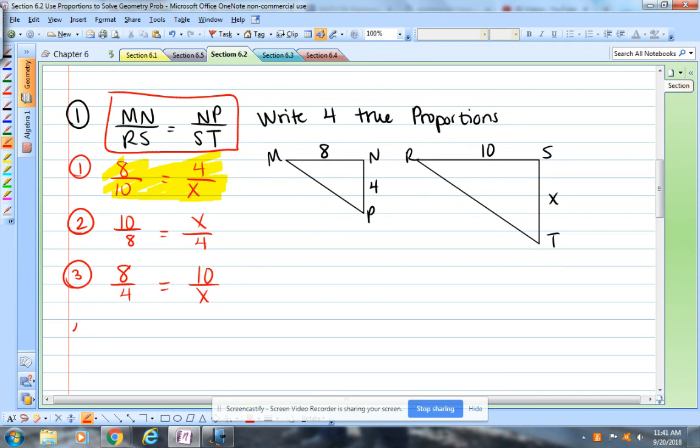And the last one, if we add the denominator to each numerator, then we also have another true proportion. So if I take the original, the one that's highlighted in yellow, the denominator is 10 on the first one, so I can say 8 plus 10 over 10 equals, the denominator is x on the other one, so it's 4 plus x over x. So there are my four true proportions.